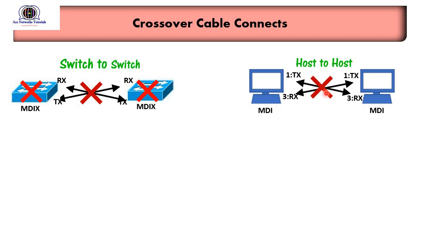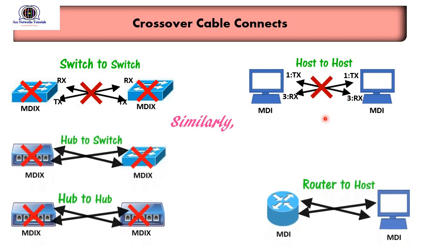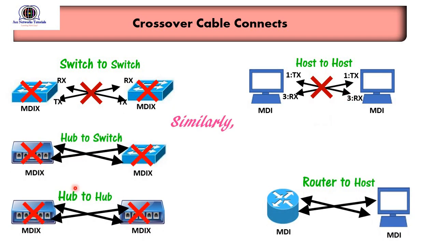So, the wires in the cable are crossed so that the signal sent on pair 1 from the first PC arrives on the second PC on pair 3. Both PCs are still using the MDI NIC, which means they are both sending on what they believe is the right pair, but the individual wires are crossed. Similarly, hub to switch, hub to hub, and router to host.